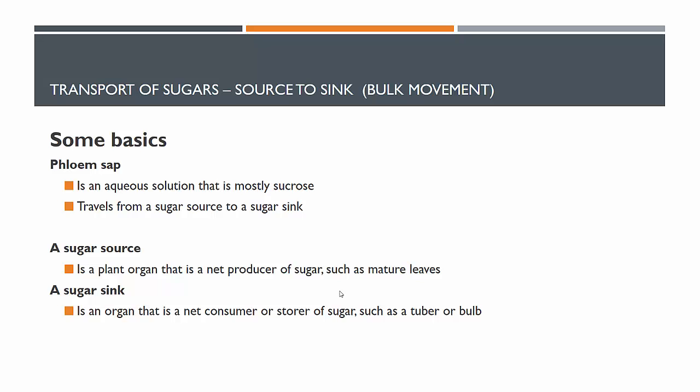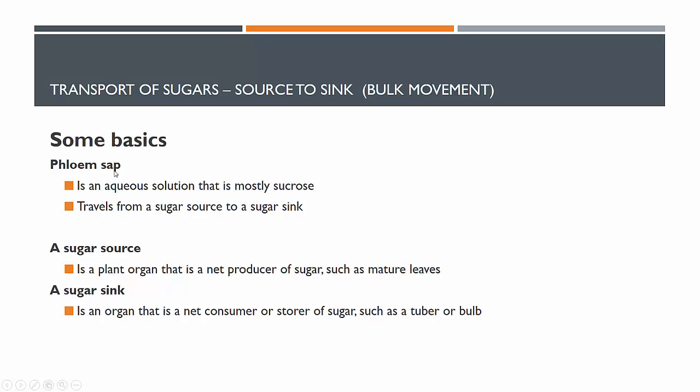Alright, the theory for moving sugars around a plant is called source to sink, or bulk movement. Some American sources, some American institutions, call it bulk movement, so you might want to be familiar with that one as well. But we're going to talk about some basics.